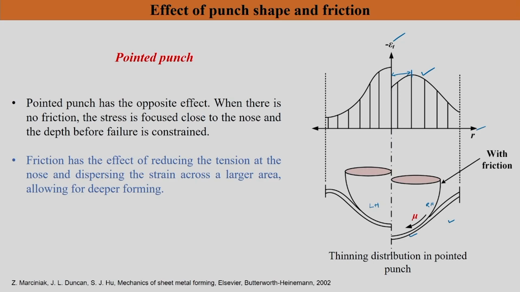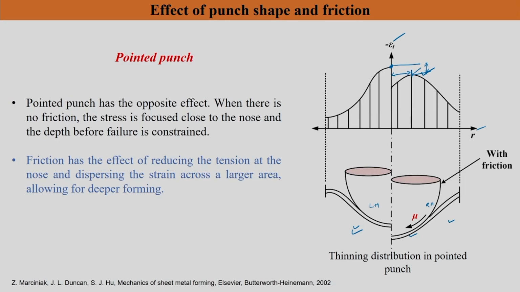When there is no friction, that means on the left hand side, the stress is focused closer to the nose and depth before failure is constrained. That we already studied. Friction has the effect of reducing the tension at the nose and dispersing the strain across a larger area, allowing for deeper forming. So, it will not allow your strain to concentrate in a localized region, like in the pole. Rather, it is going to distribute the strain uniformly when compared to the without friction case, and hence you will see that the peak strain is going to be less as compared to this value. You see it is going to be less. So, you may have a larger forming height.